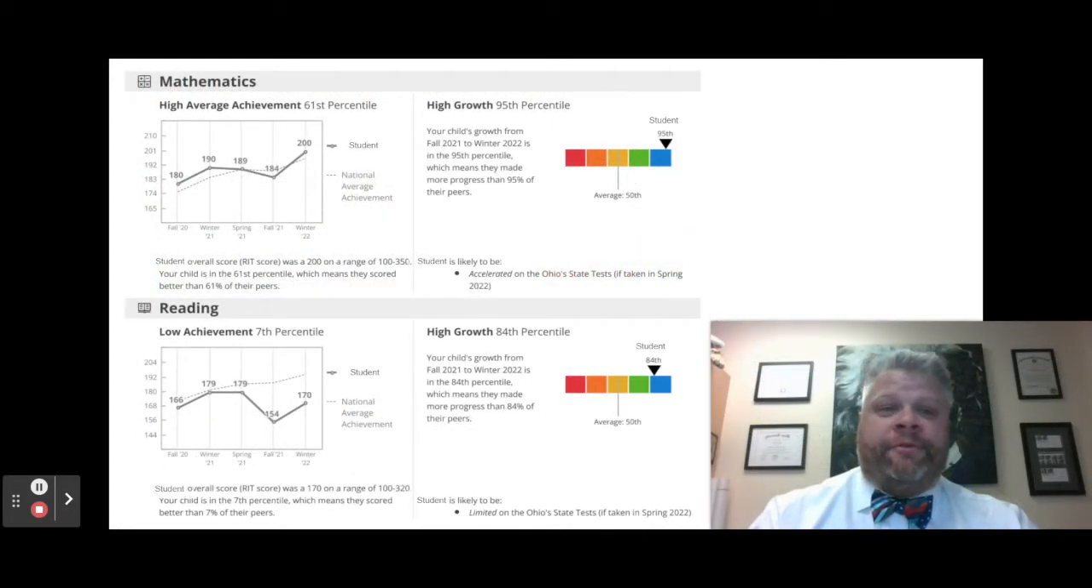Here's a report for another child, a student at Linden. You'll notice this student has tremendous growth, 95th and 84th percentile growth. Linden teachers have a track record of high growth for its students. You may also notice that the student's reading achievement at the 7th percentile is much lower than their math achievement at the 61st percentile. There could be a number of reasons for this, such as testing nerves, lack of sleep, or just having a bad day.